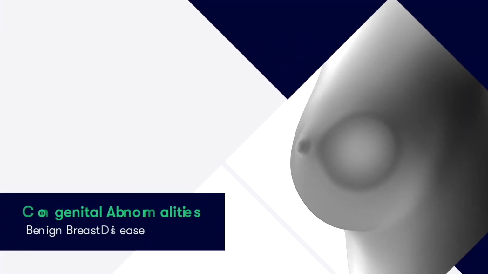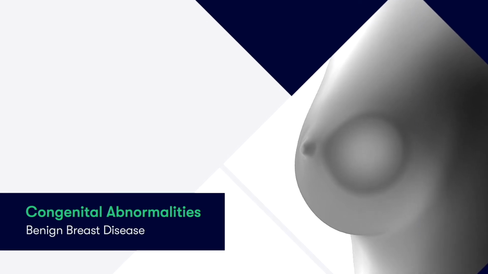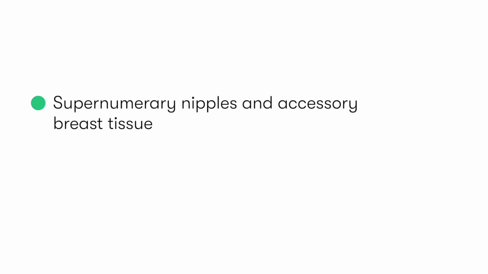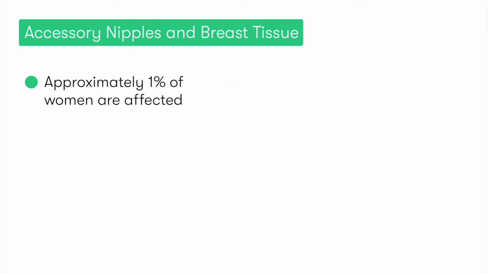As we mentioned, benign breast disease can be divided into 3 groups, and the first of these groups that we'll start with is congenital abnormalities. The most common congenital abnormalities of the breast are supernumerary nipples and accessory breast tissue, and breast hypoplasia. Accessory nipples and breast tissue affect approximately 1% of the female population.